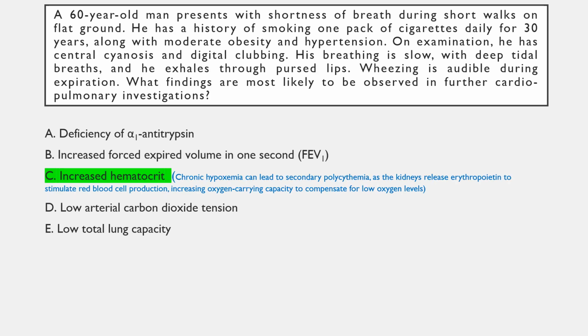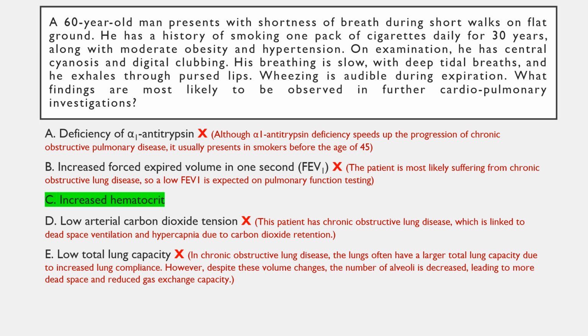The correct answer is C, increased hematocrit. Chronic hypoxemia can cause secondary polycythemia from renal secretion of erythropoietin to stimulate erythropoiesis in the bone marrow. The increased red cell mass compensates for low oxygen content by increasing the oxygen carrying capacity. Let's have a look at why the other options are incorrect.